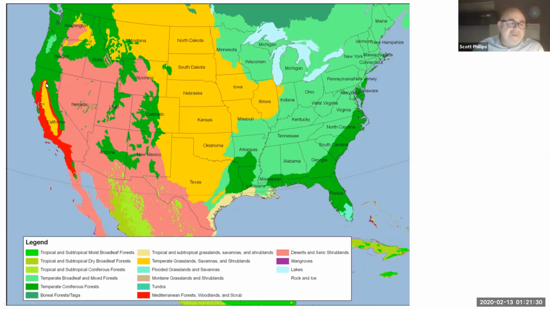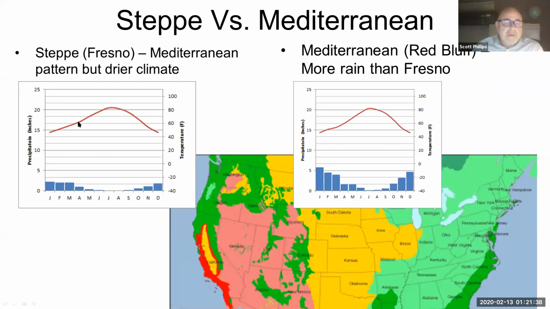This part in the Central Valley is a bit drier, so it's considered steppe or a B climate. And the difference is in the amount of rainfall. So Fresno and Red Bluff kind of look like each other. Both have relatively dry summers, like Red Bluff here and Fresno there. But one difference is that the total amount of rainfall in Fresno is lower than the total amount of rainfall in Red Bluff. So while Red Bluff is classified as Mediterranean, Fresno, because of its dryness, is classified as steppe.